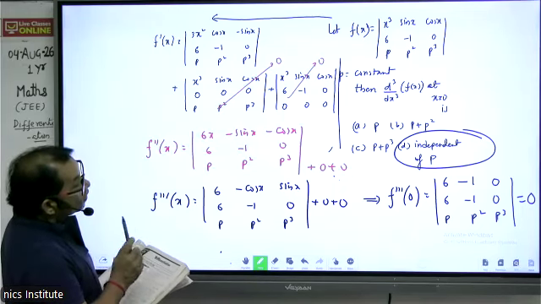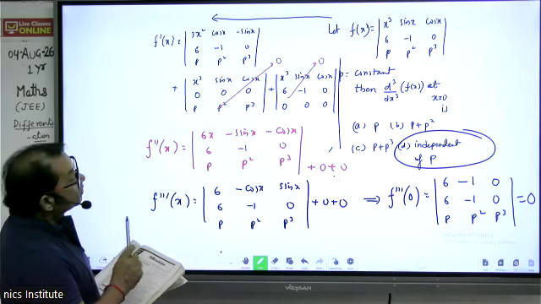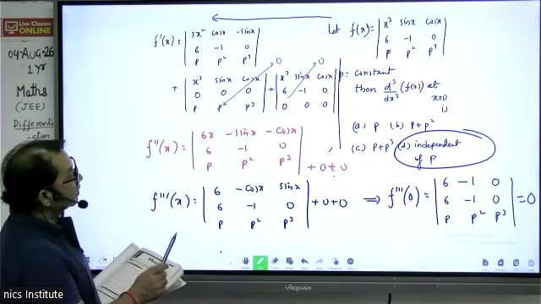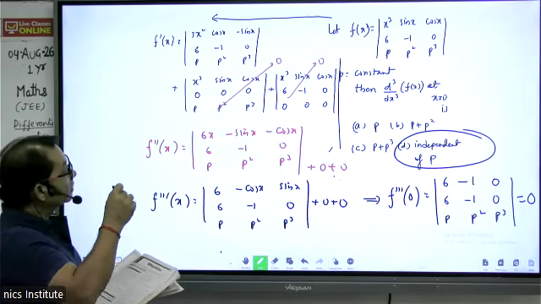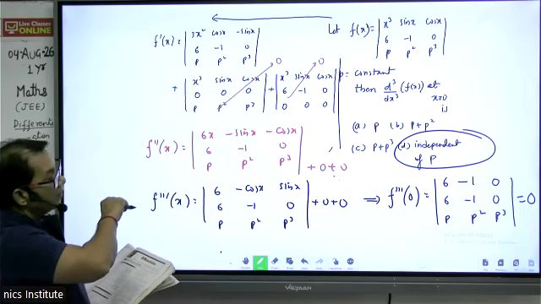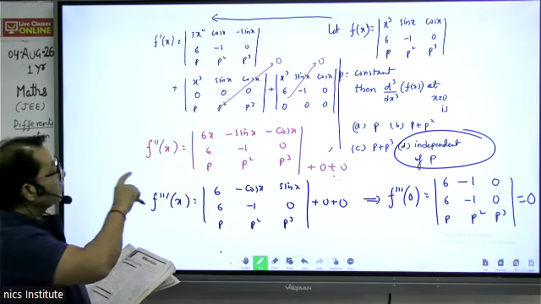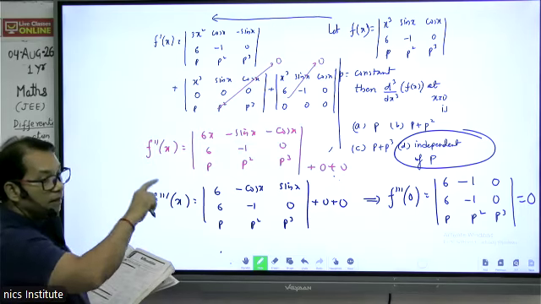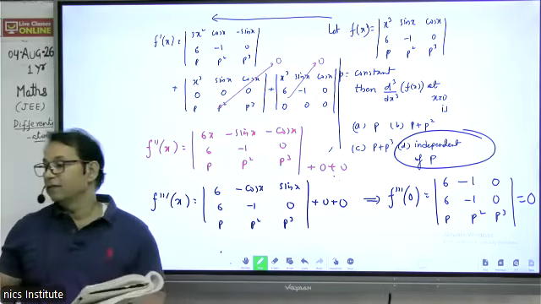Since only one row was variable, it was better to use row-wise differentiation. Otherwise, if you choose column-wise, after the first derivative you'll get 3 determinants. After the second derivative, you'll get 9 determinants. So it'll be very lengthy.